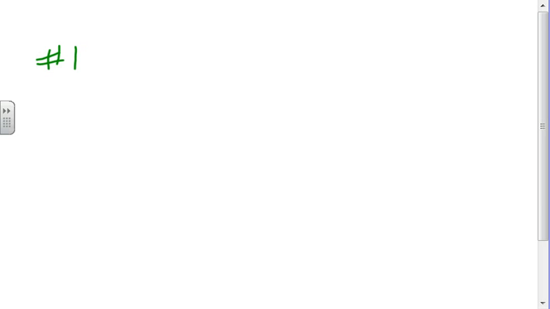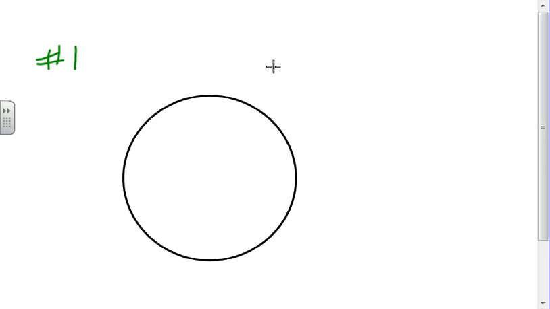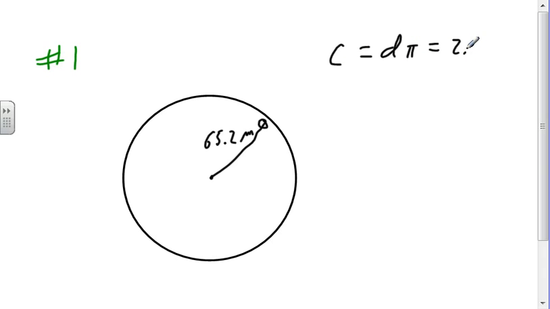All right, so find the circumference and the area. So all this is just another significant digit problem, right? I'm given a diameter of 65.2 meters. Is that very far? Is that bigger than a football field? Not quite, but it's getting pretty close.